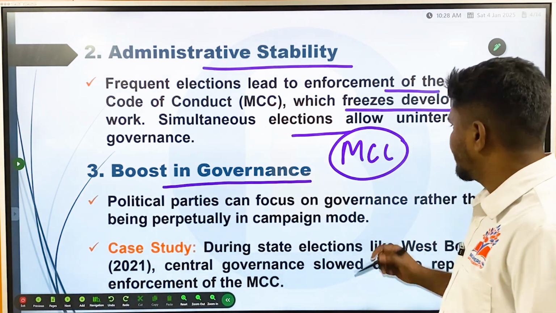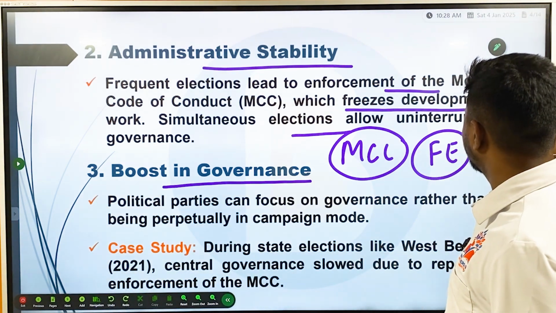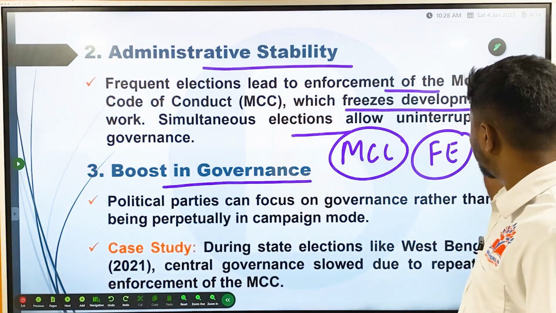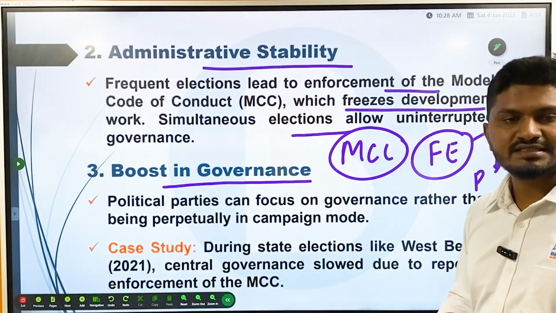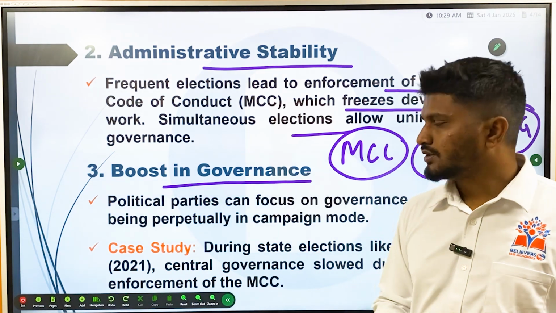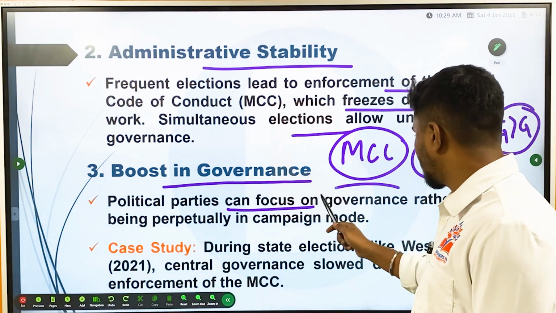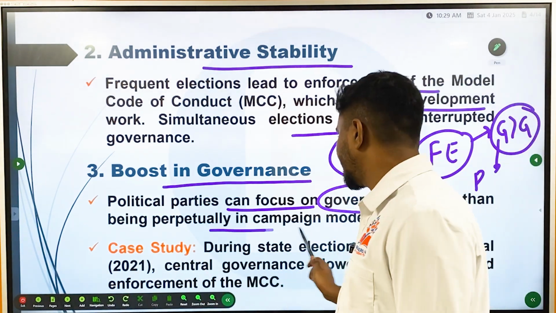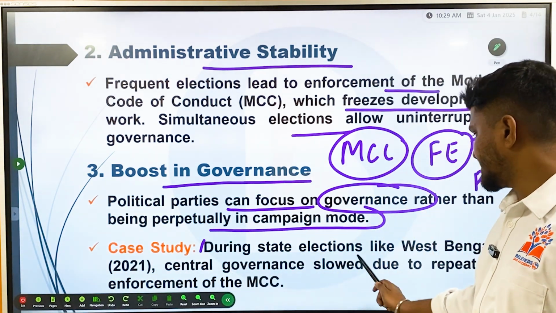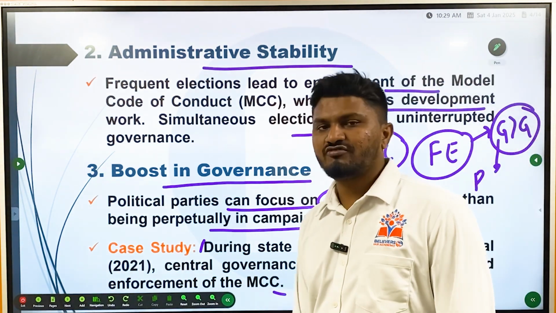It is said that frequent elections result in more government than governance. What is government? The political parties involved in campaigning, etc. It is going to have an impact on government, and it is going to have an impact on governance. So with simultaneous elections, political parties can focus on governance rather than being perpetually in campaigning mode. Case study: during state elections like West Bengal in 2021, central governance slowed due to repeated enforcement of the model code of conduct.